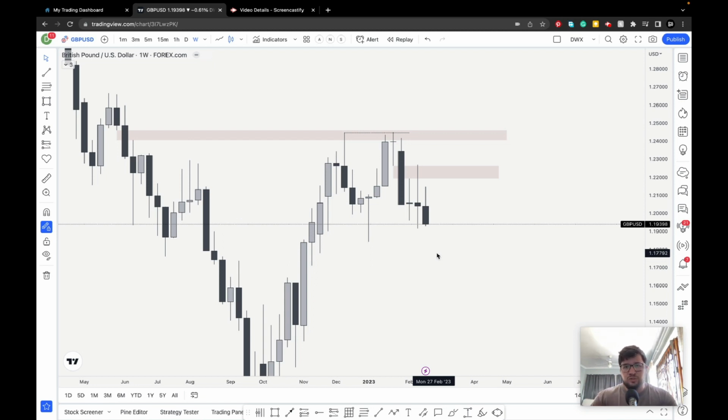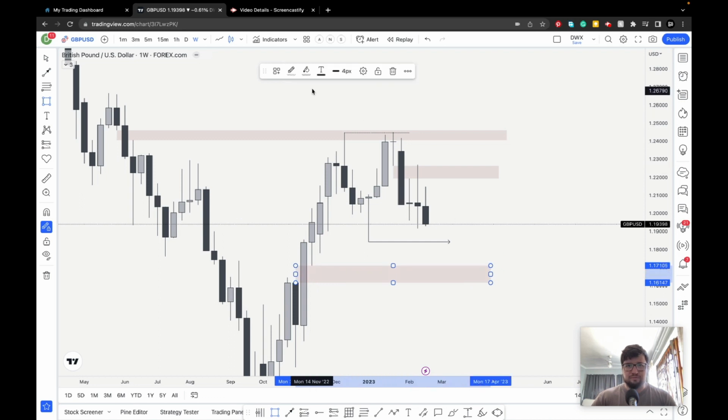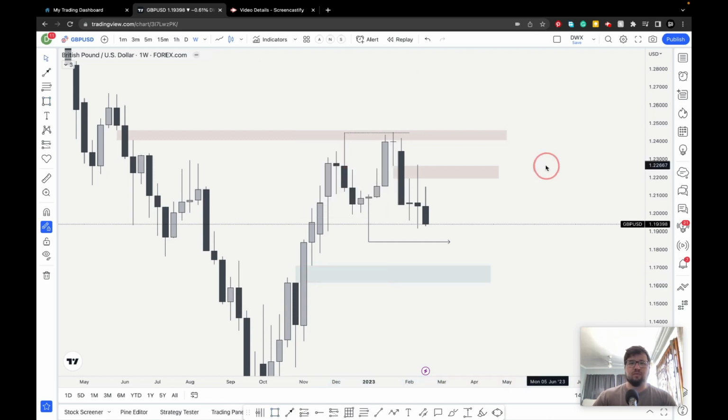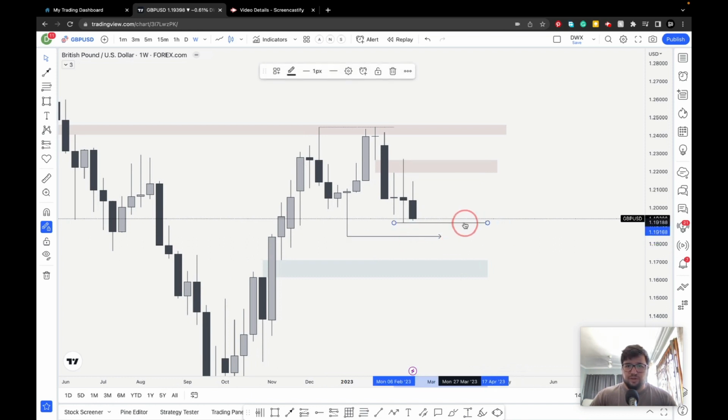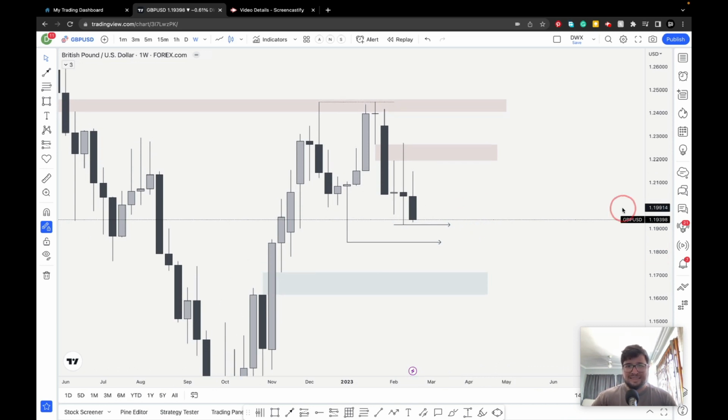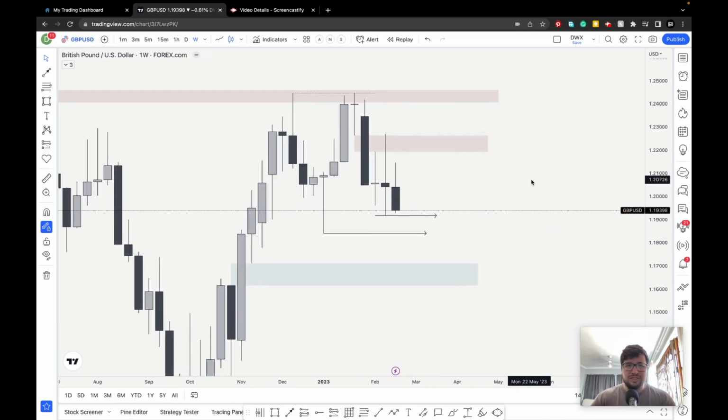So what's drawing my attention? Right off the bat, I'm looking at this low and I'm looking at this imbalance. Those are the two areas that are drawing my attention for next week. First of all, we have the previous weekly low, but it's so close to price, we might just nick it with the opening on Sunday. But that's currently what I'm looking at. I'm seeing this low, and then this imbalance.